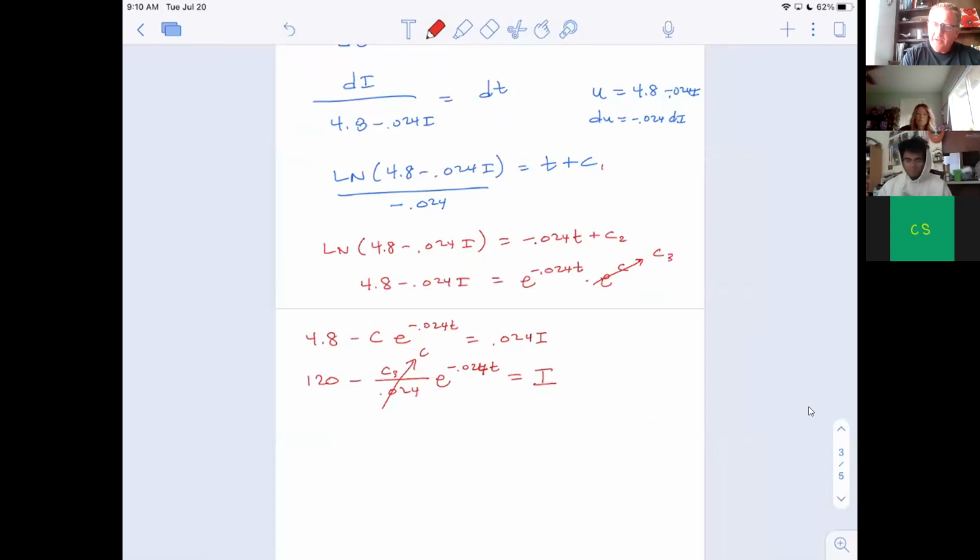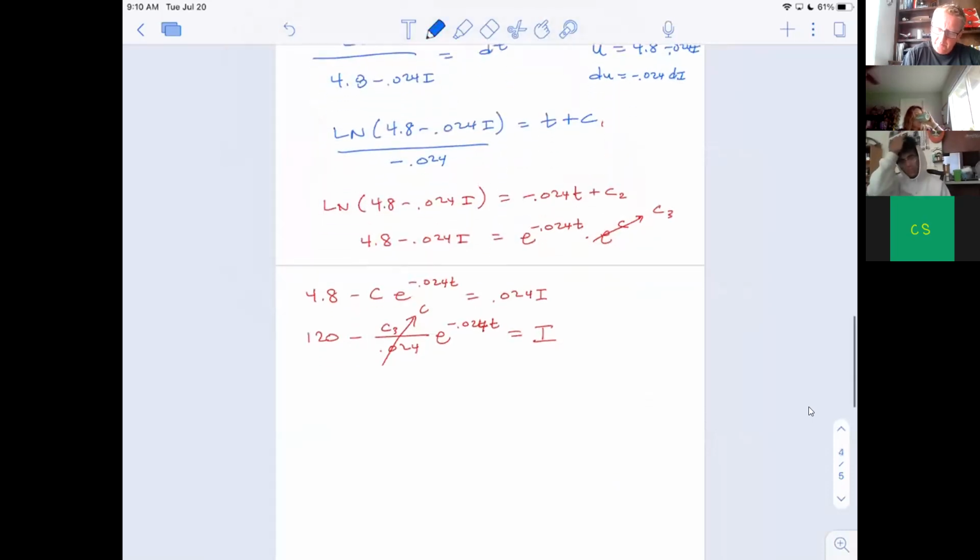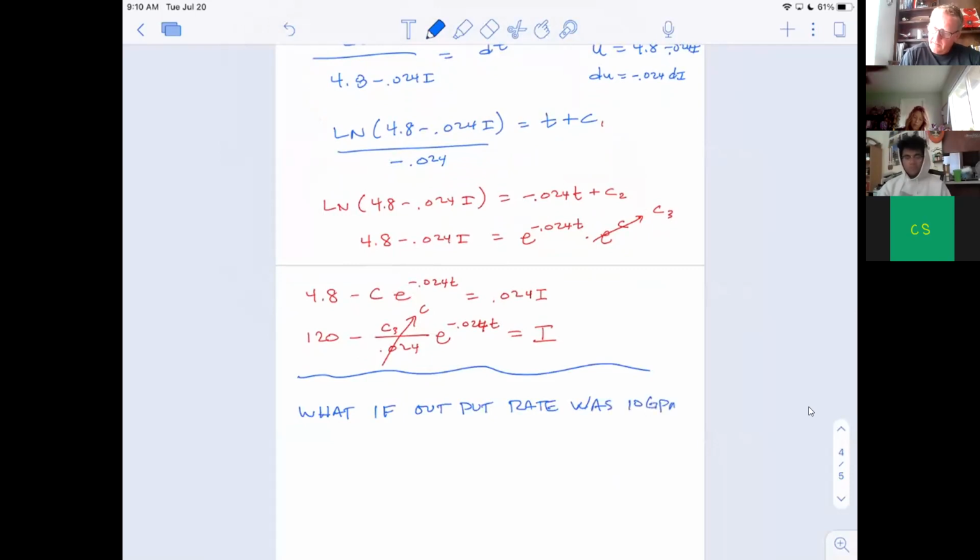I want to ask another separate question that pertains to this. What if the output rate wasn't 12, but it was actually less, say 10 gallons per minute? Now notice, if you have 12, and again, that's liquid, you have 12 coming in and only 10 going out. Does it make sense you're gaining 2 gallons a minute in the tank?